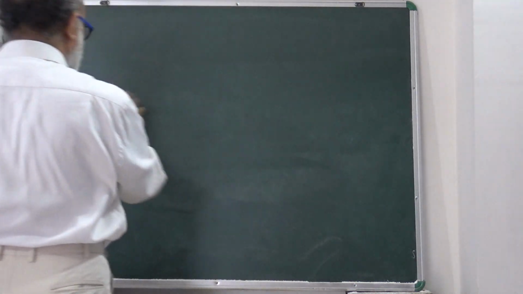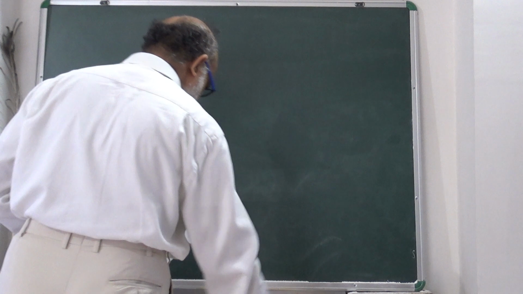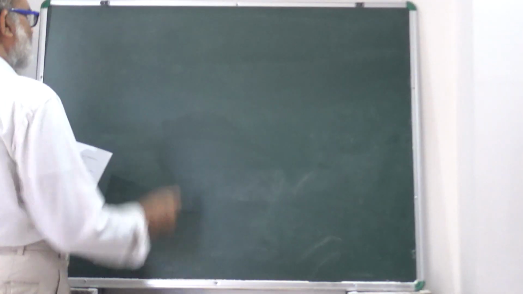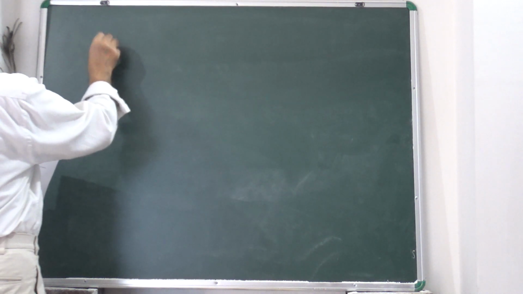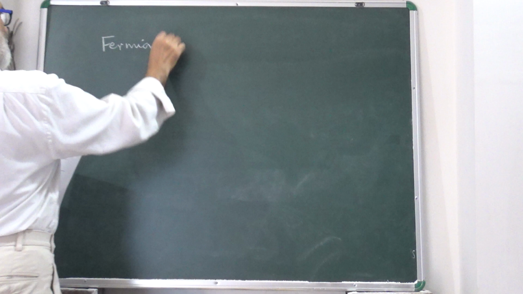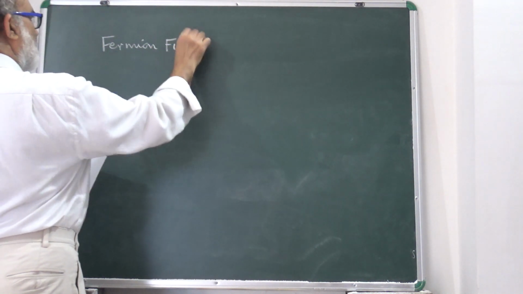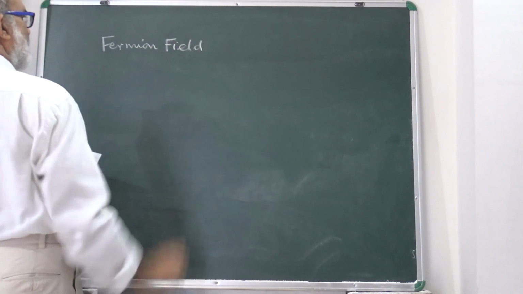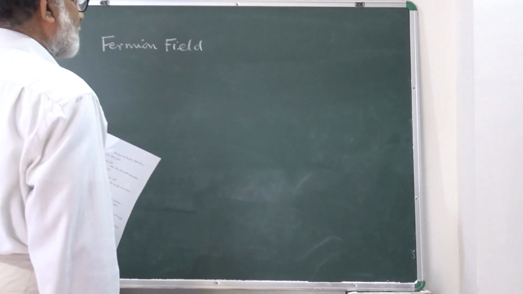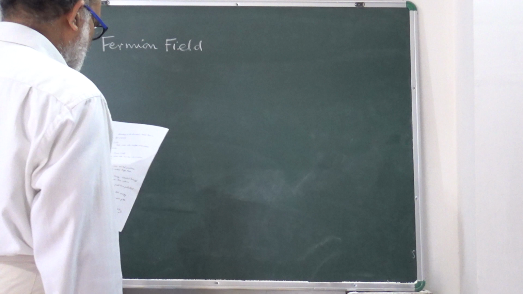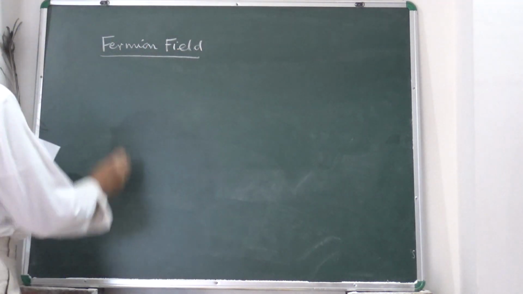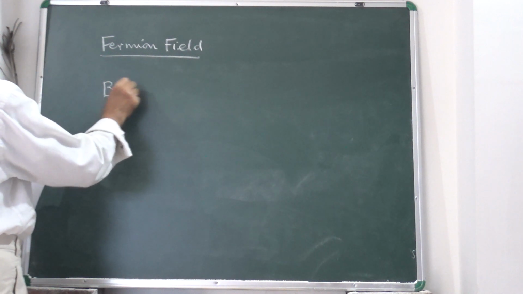According to the standard model, we have three types of fields. One is called fermion fields. That's the field created by Fermi particles, the particles which have spin 1/2. So these are called fermion fields. Now, two is boson fields.